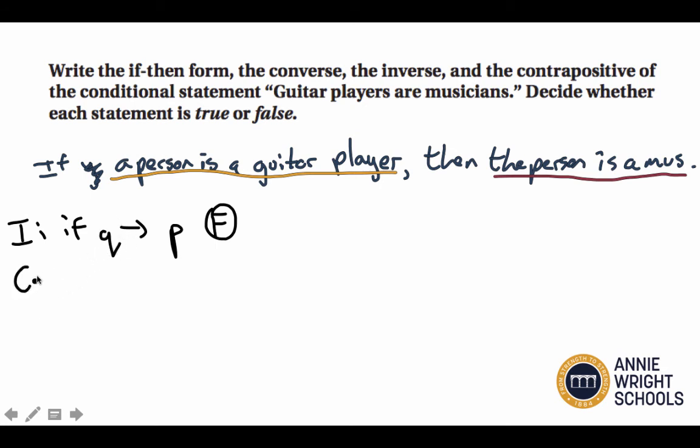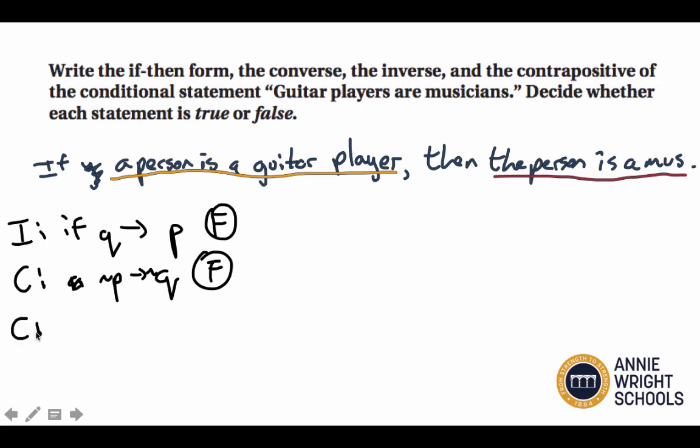The converse, if someone is not a guitar player, then the person is not a musician. And that would be not P means not Q. Again, that statement is false. If you are not a guitar player, then you are not a musician. Well, I'm not a guitar player, and I'm not a musician, but a counterexample would be Nelson. Nelson plays the violin, so he's not a guitar player necessarily, but he is a musician.